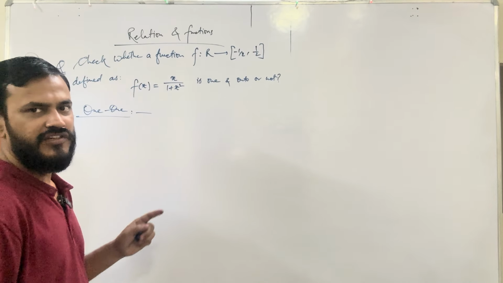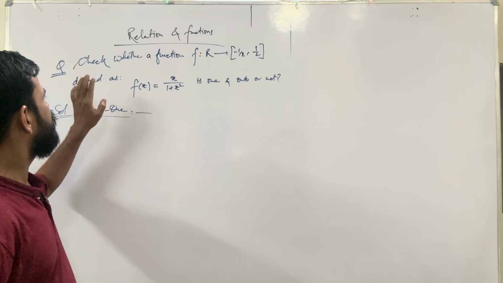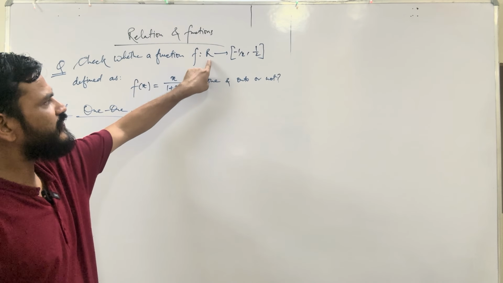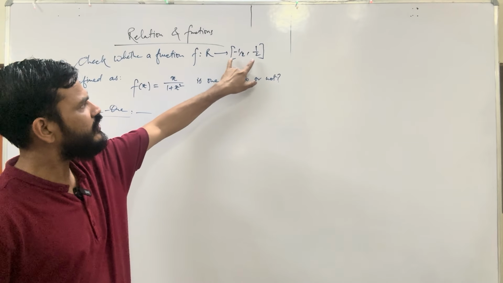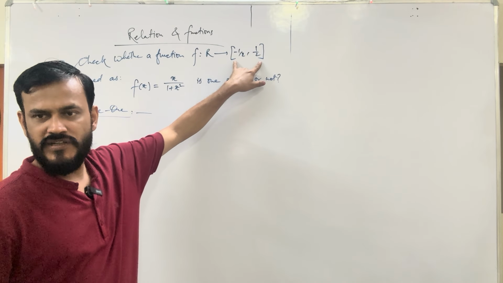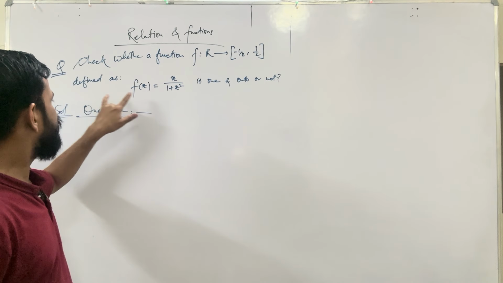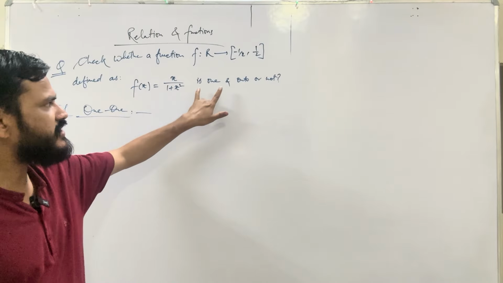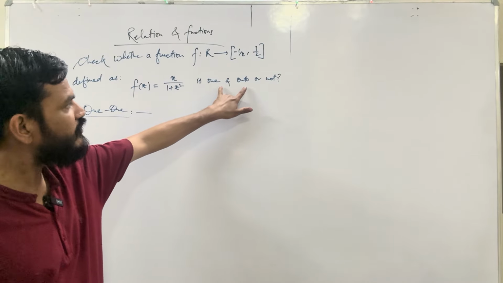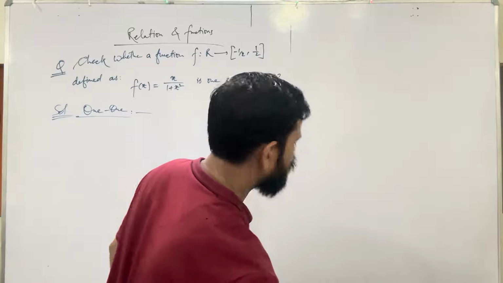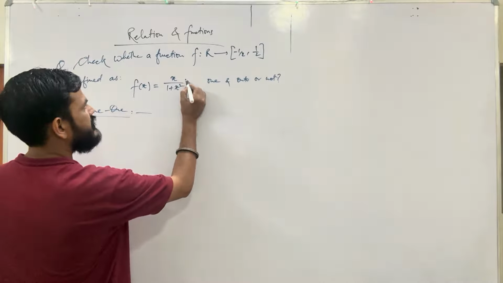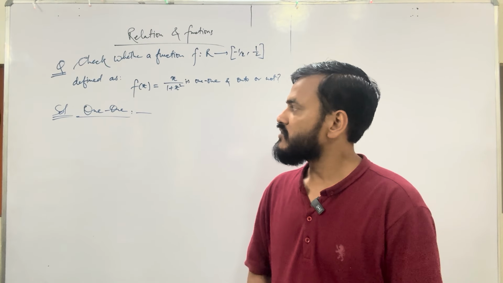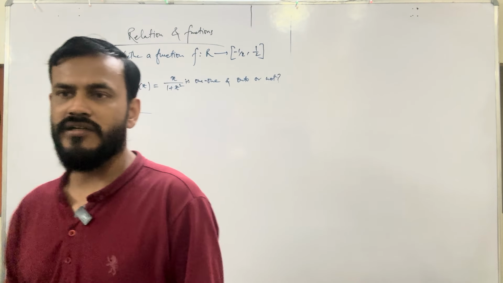This question from functions asks us to check whether a function which is mapped from real numbers to the closed interval minus 1 by 2 to 1 by 2, and the function is defined as f(x) = x by 1 plus x square, is 1-1 and onto or not. That we need to check. So we'll check 1-1 first.